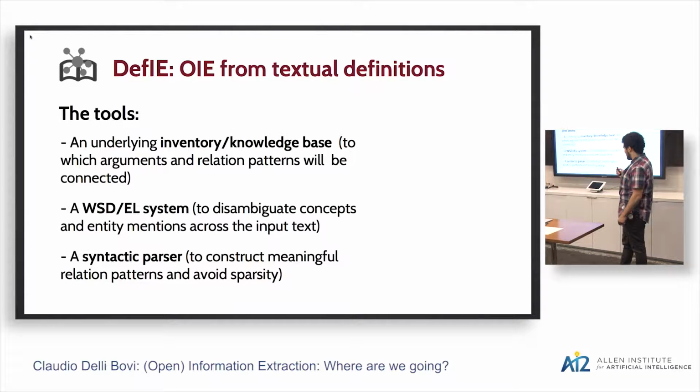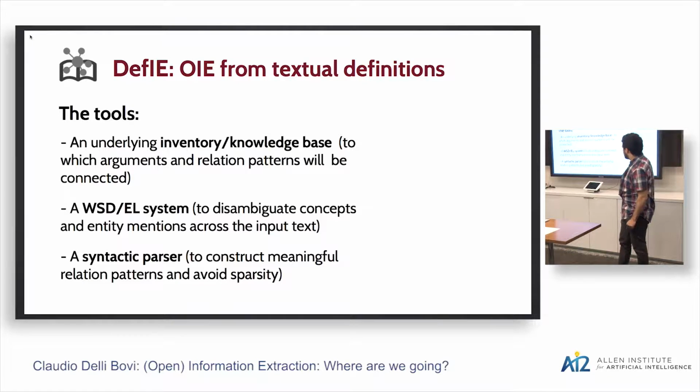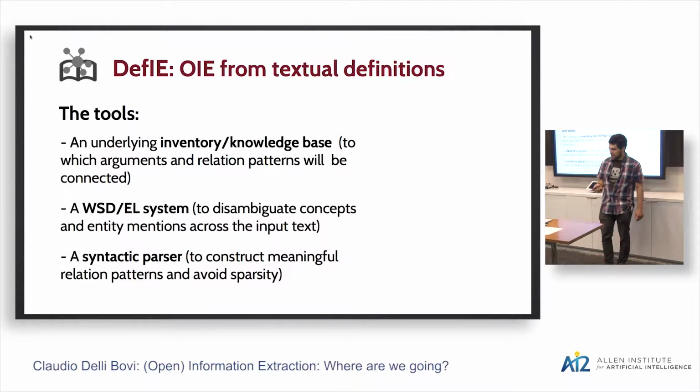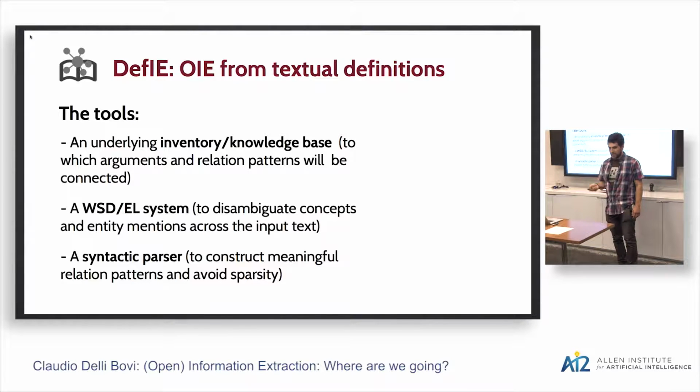In order to do this, we needed some tools. For sure, an underlying sense inventory, because we want to perform a deep semantic analysis. We want to have arguments and also relation patterns linked to a proper sense inventory. Since we want to start from scratch from the input text, we need a disambiguation system, an entity linking system, or a word sense disambiguation system, or maybe actually both, if we have it. And then a syntactic parser, which is a standard component in many OIE pipelines.